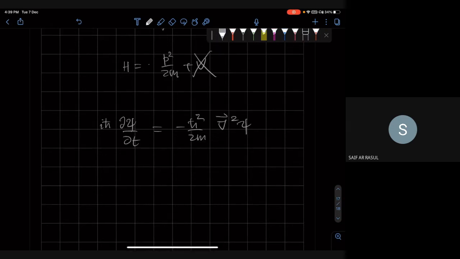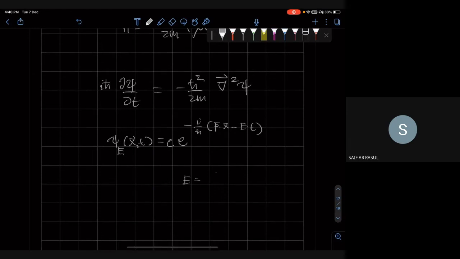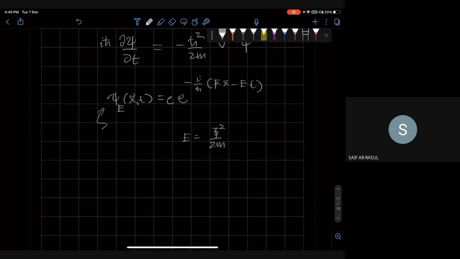Okay? So if I solve this equation, then I have ψ_E, for energy, equal to some constant times e to the power minus i by h bar, p dot x minus Et. But here, what is E? E here is given by p squared by 2m. So this is an eigenfunction of the Hamiltonian operator.